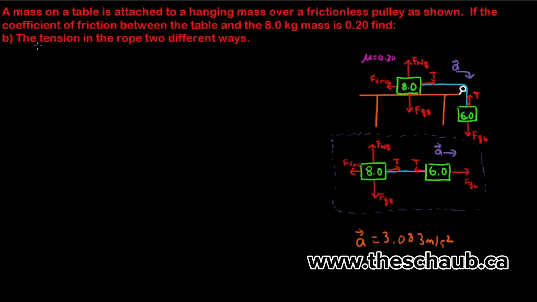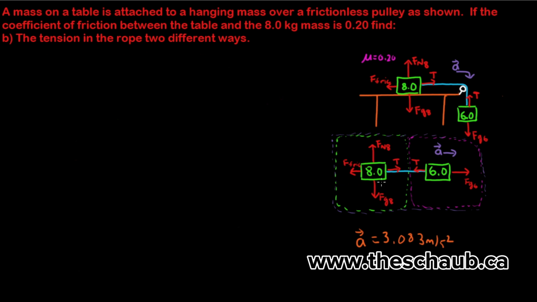In part B, we're asked to find the tension in the rope two different ways. And it's always a great idea to find it for the two different individual systems, because it will confirm your answer. If the tension comes out the same for both systems, then you know you found your acceleration correctly. So here we have our green system, and here we have what we'll call our pink system.